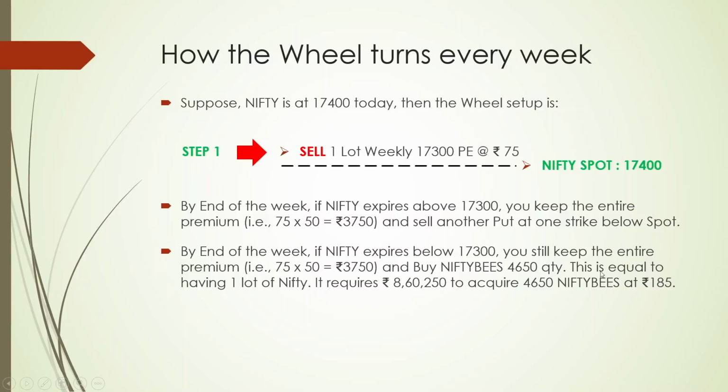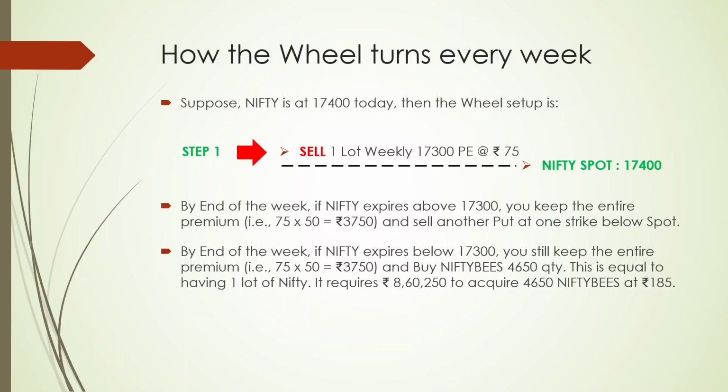4,650 quantity. For that, you will require about 8.5 lakhs. When the market goes to 17,200, the price of the Nifty Bees will be 185. Roughly, I am telling you, it is not exactly 185, but it will be around that, because the market is going down 100 points, which means about half a percent. So if you remove half a percent from 187, it will become somewhere around 185. The unit price may not be exactly the same, but it will be around that.